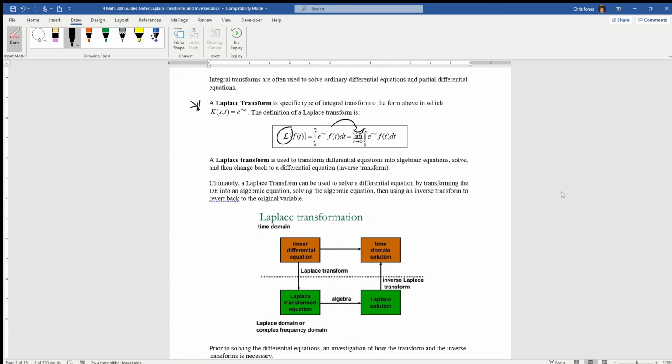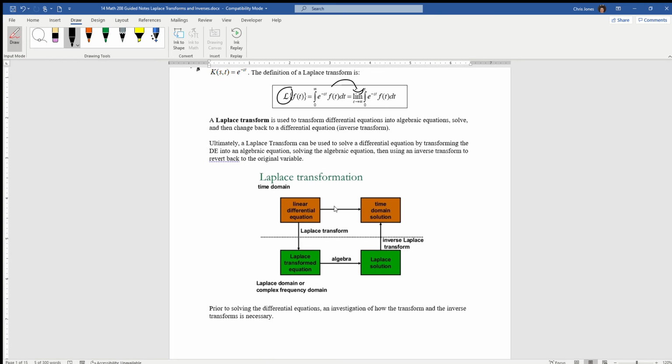Now, we have this process where we start with an original differential equation. We're going to hit it with a Laplace transform, and it's going to get transformed into s and t. We're going to perform some algebraic operations on it, get a Laplace solution, and then transform it back into the original state. And that's going to give us our solution.